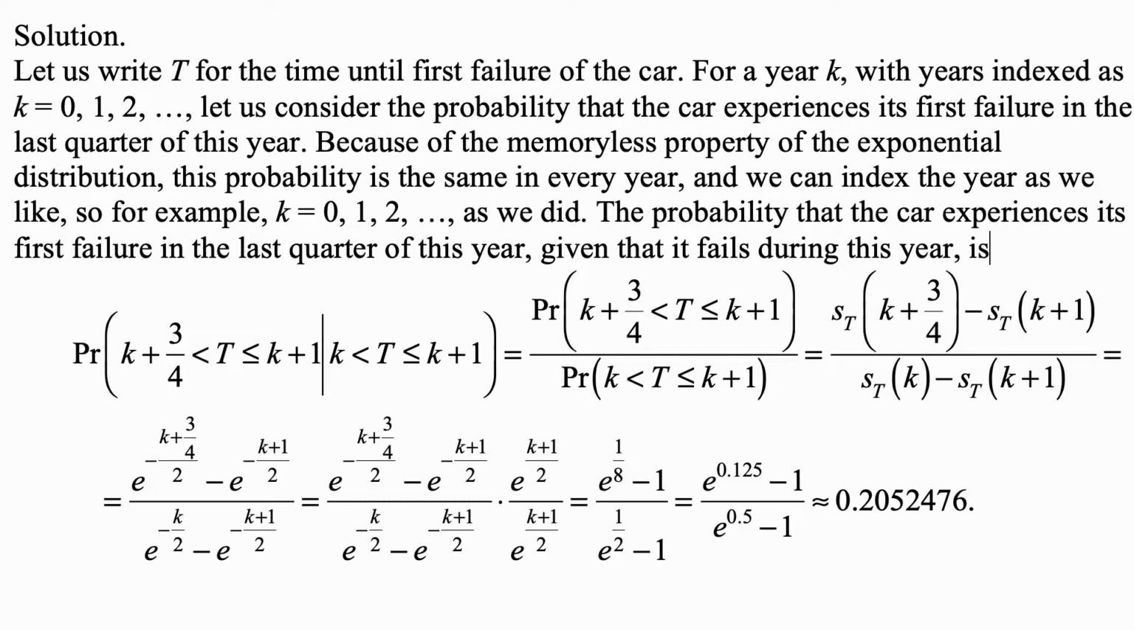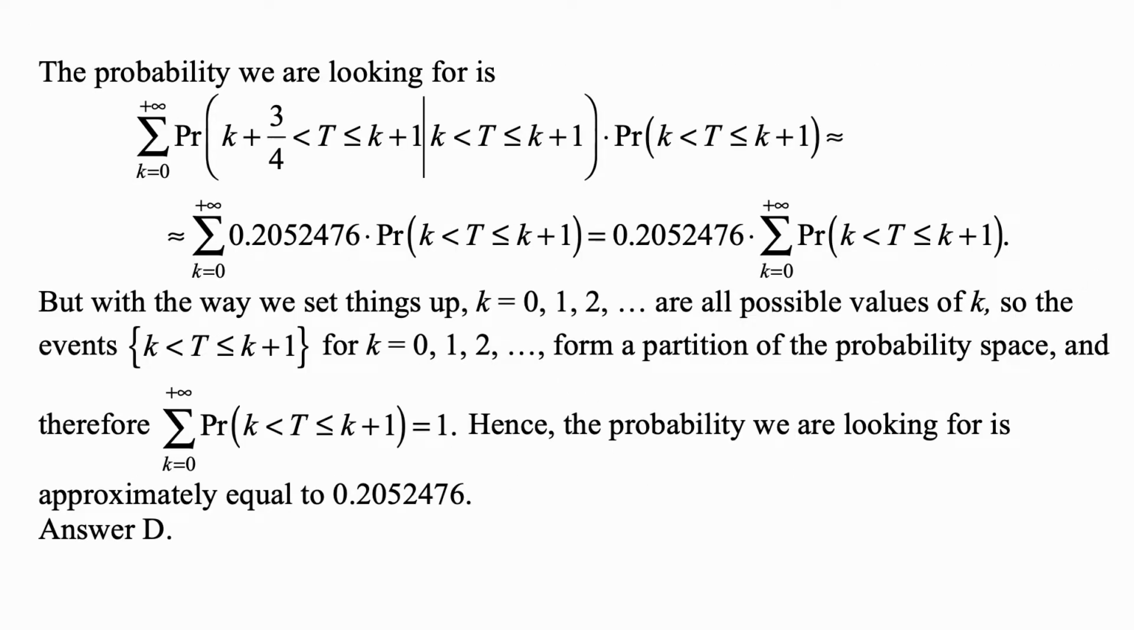And then we multiply the top and the bottom by e to the (K plus 1) over 2, and what we get is e to the 1/8 minus 1 over e to the 1/2 minus 1. So e to the 0.125 minus 1 over e to the 0.5 minus 1 is approximately 0.2052476.